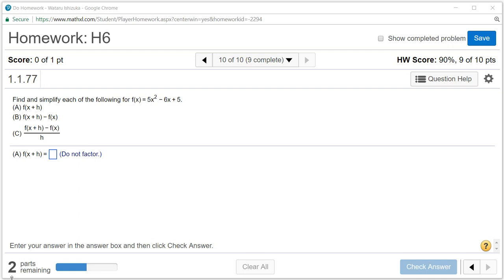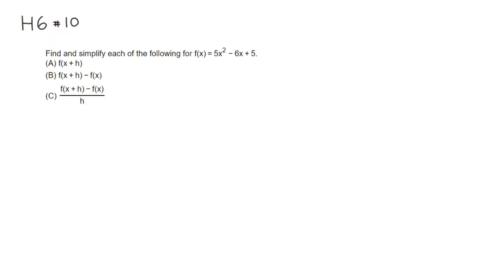Alright, let's look at homework 6, problem number 10. We have f of x equals 5x squared minus 6x plus 5, and we want to find the following expressions. Let's do part A. We want to find f of x plus h.